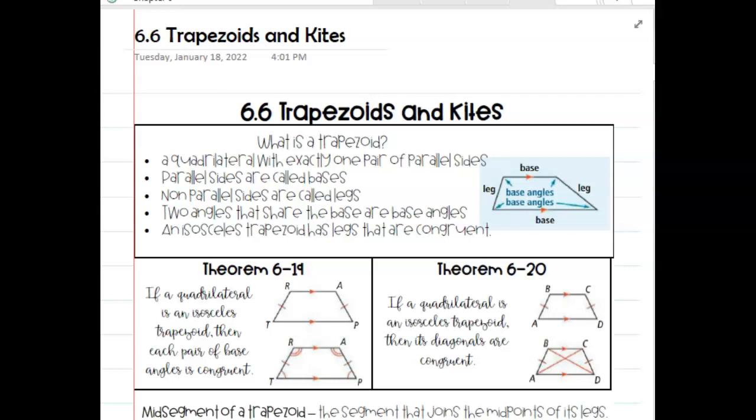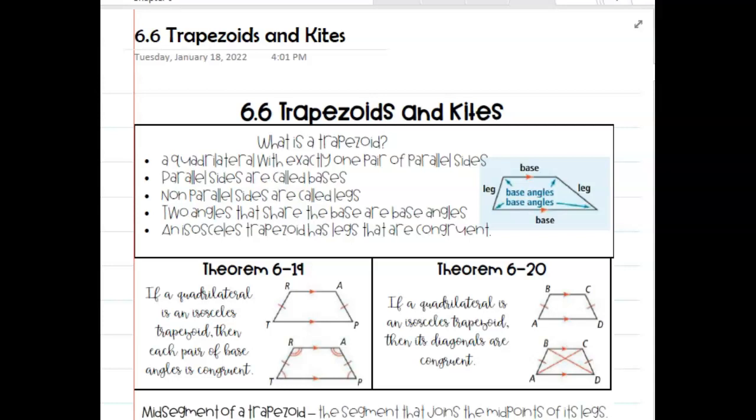So first, we're going to talk about a trapezoid. A trapezoid is a quadrilateral, so it has 4 sides, but it has to have exactly one pair of parallel sides. It's not like optional. It has to have at least one pair of parallel sides. It has to have exactly one. It cannot have 2 sets of parallel sides.